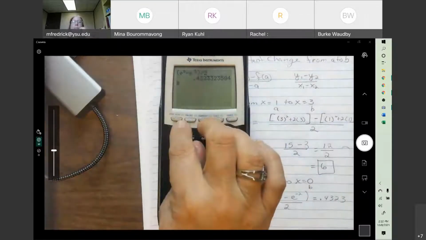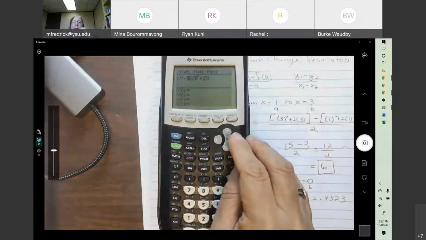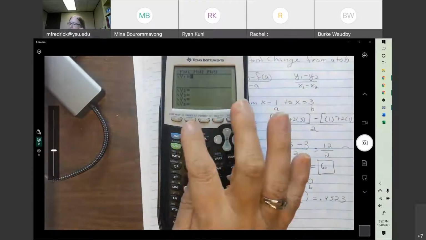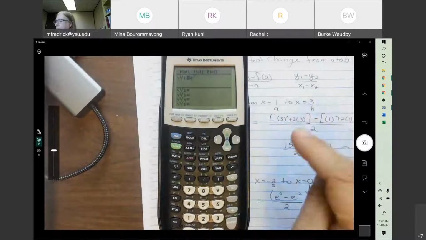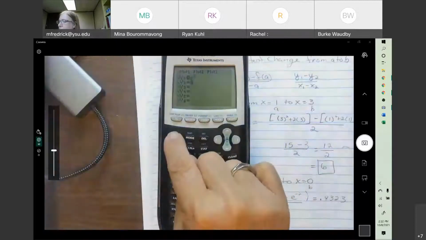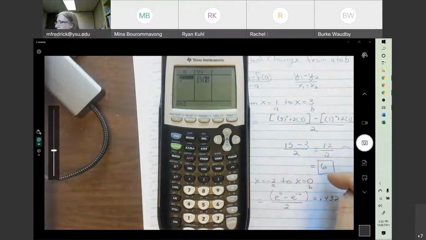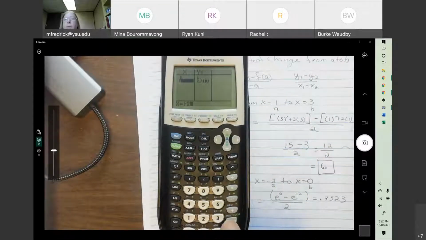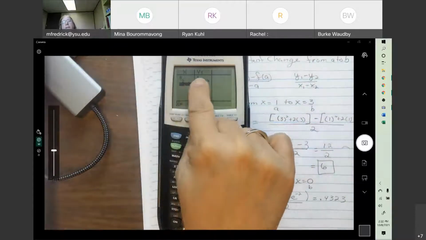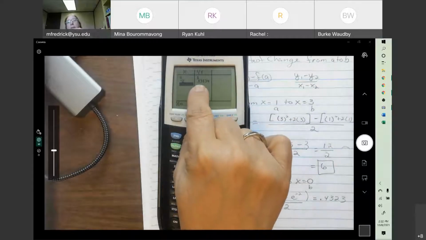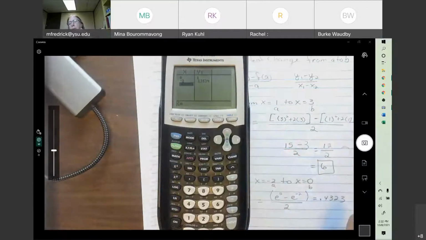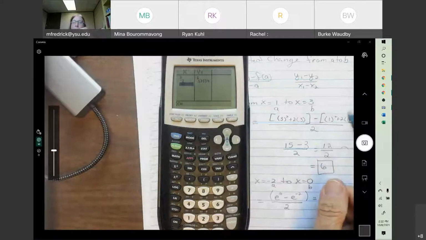If you use the table, you'd plug it in here. E to the X. And then go to your table. And we wanted 0 and -2. E to the 0 is 1, because anything to the 0 power is 1. E to the -2 is this. If you subtract them and divide by 2, you'll get this. So you can plug it in just like we did the other ones.